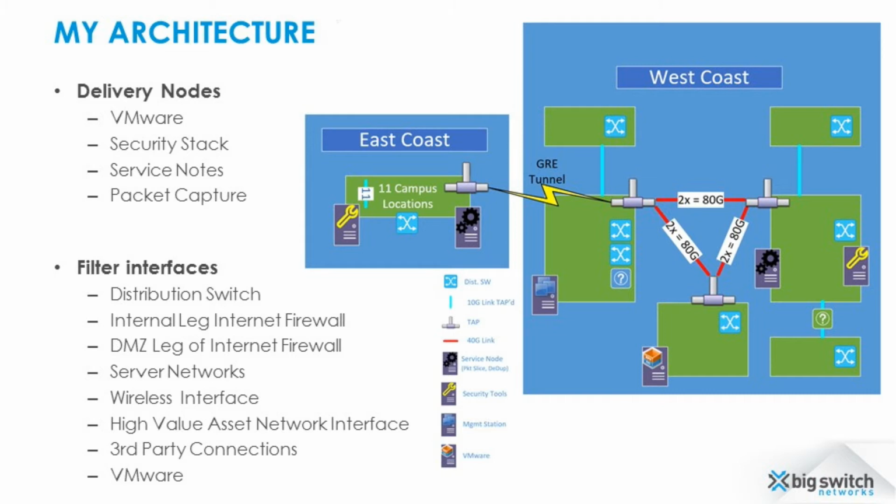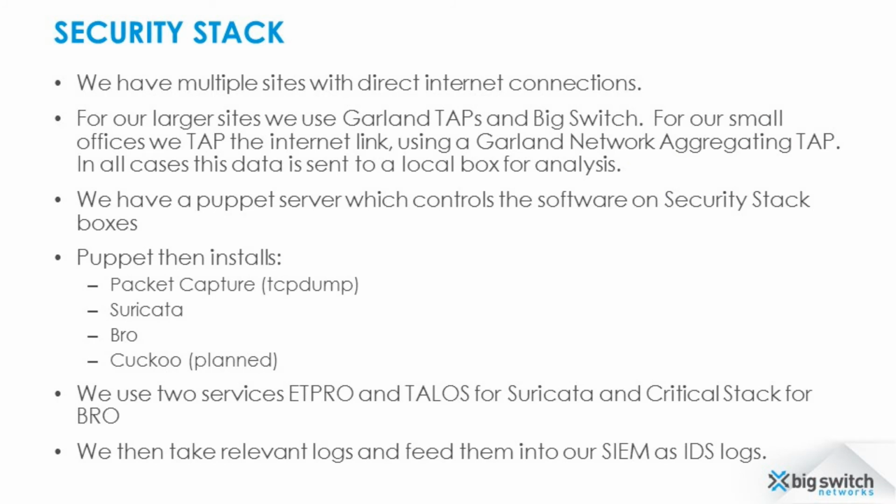And again, I don't actually have to know how to build a GRE tunnel at a switch layer. I just say I want it to come from this source and I want it to go to this destination. And then the great thing about a software-defined network, which in our case we're using as a tap aggregation architecture, is that it just flows. The data just flows.